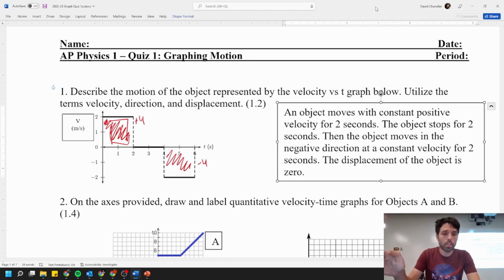We go at a constant speed forward, we stop, and then we go back to where we started in the negative direction. Constant speed the whole time. So yeah, that's number 1. Let's go to number 2.